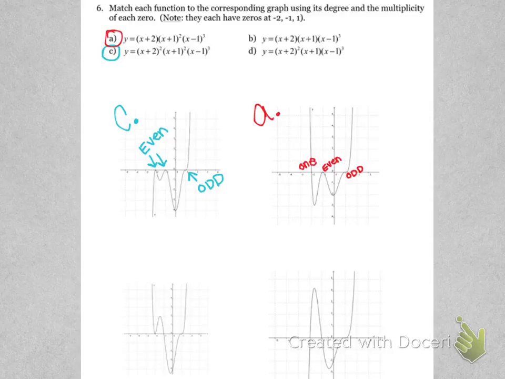Okay, next function. The very first one we have to the left is going to be even, because it hits and goes back down. The next one's 1, because it goes straight through, and our last one's going to be odd. And that follows with D, function letter D. And our last one we know is going to be B, but let's just confirm. B does have a degree of 1 on x plus 2. It does have a degree of 1 on x plus 1, and then it does have an odd degree at x minus 1.